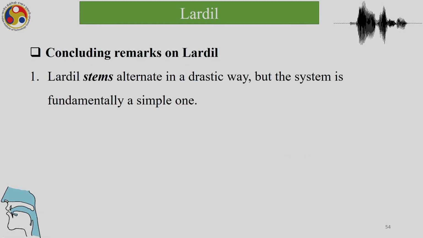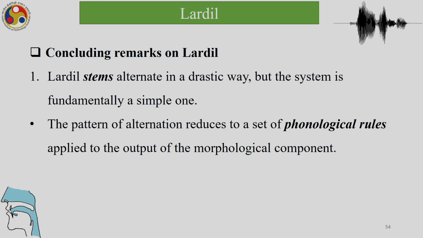Lardil stems alternate in a drastic way, but the system is fundamentally a simple one. The pattern of alternation reduces to a set of phonological rules applied to the output of the morphological component, and this part is very important, that alternation reduces to a set of phonological rules. So these are all phonological rules which are applying to the output of the morphological component.